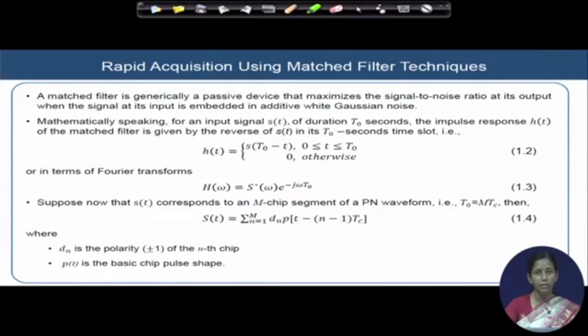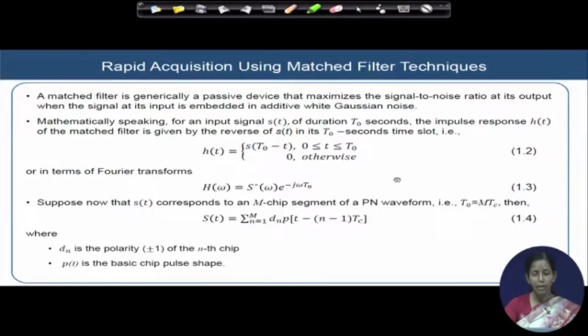Let us revisit the matched filter architecture once again. A matched filter is generally a passive device which maximizes the output signal to noise ratio when the signal is present at the input and embedded in AWGN, additive white Gaussian noise.